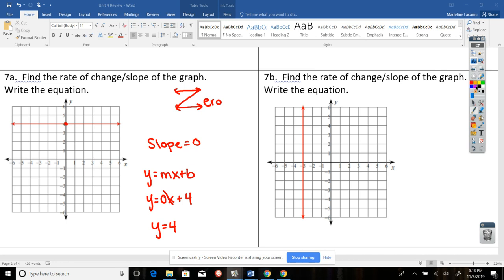Now for 7b, we have a vertical line. If we draw two vertical lines, we can make a U out of them, meaning undefined. So the slope for this one will be undefined. Anytime we have an undefined line, our equation should look like x equals some number. If we look at our graph, notice that every point has an x value of -3. So x equals -3 would be our equation. These are just two things you kind of have to memorize.